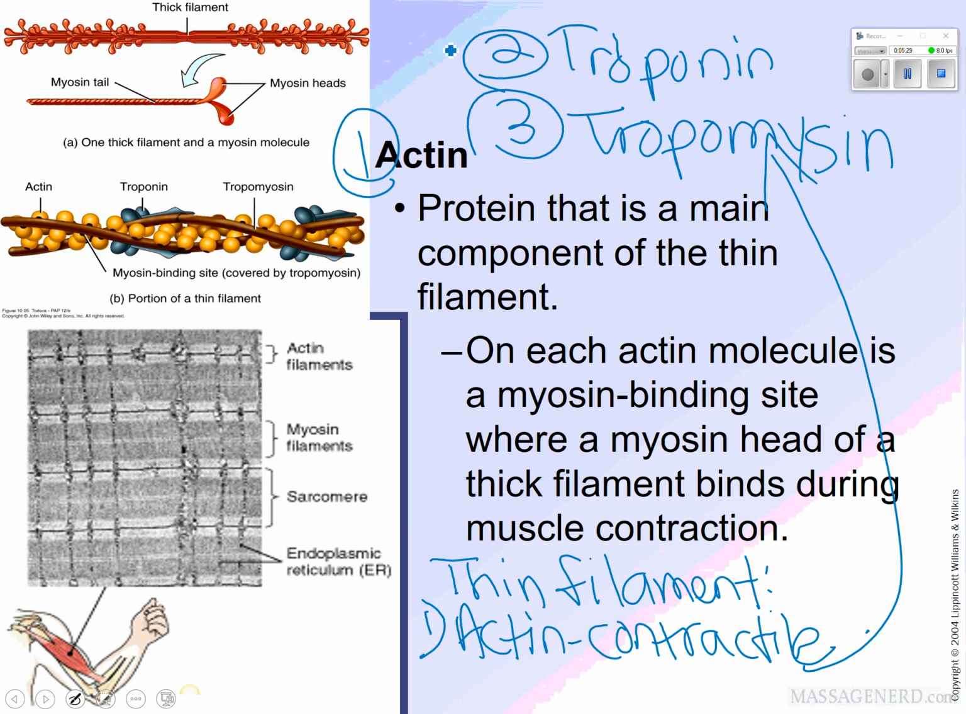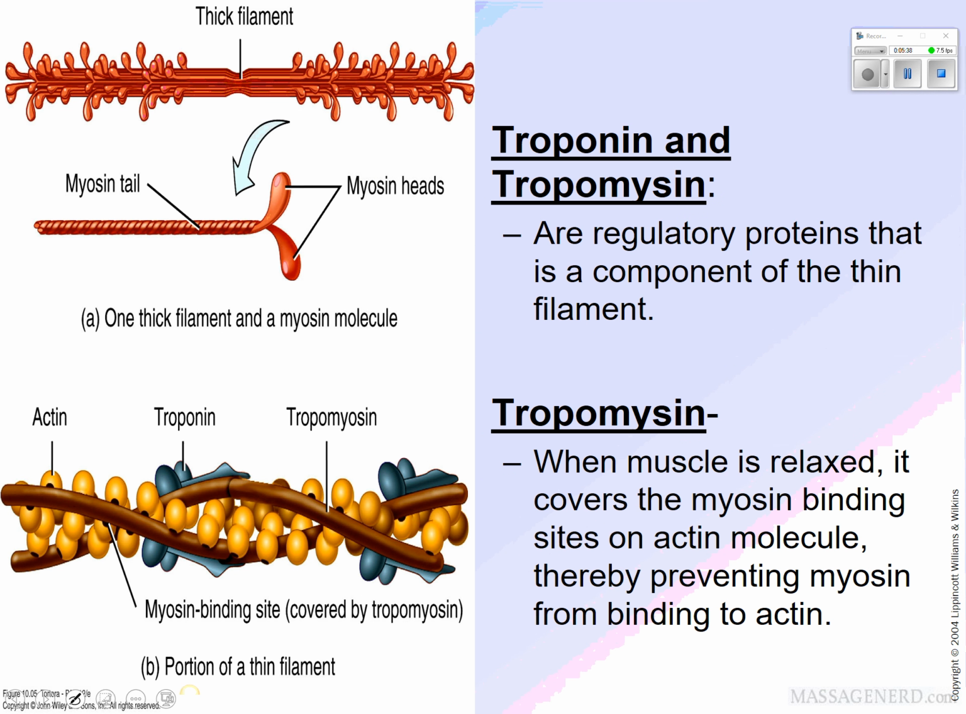Okay, and then make sure that you know that both of these are going to be regulating proteins. So we'll talk about the regulating proteins. Your troponin and your tropomyosin, these are what they refer to as regulatory proteins. That is a component of the thin filament. What that means is these proteins are going to help switch the muscle contraction process on and off. One will turn it on, the other one will turn it off.